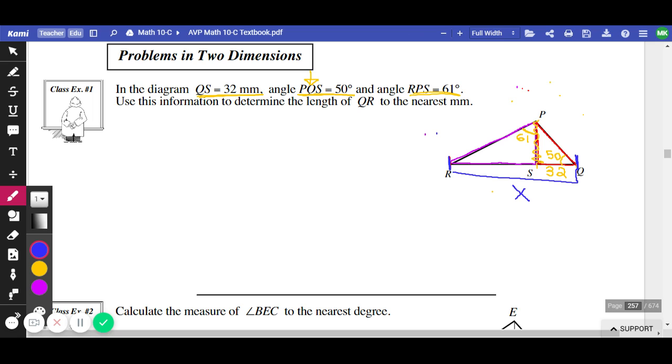Instead, what we're going to do is kind of what we did with the building question and kind of what we did with the tree question: we're going to chunk it out. If you look from Q to R, there's two little chunks. There's the one that's 32, which is already labeled, S to Q. And then there's this guy on the purple triangle. We call it Y. From R to S. If you could figure out those two little chunks and add them together, that would give you the big chunk of X.